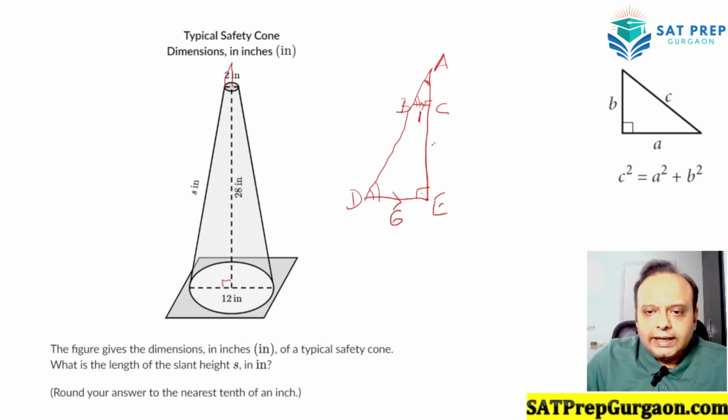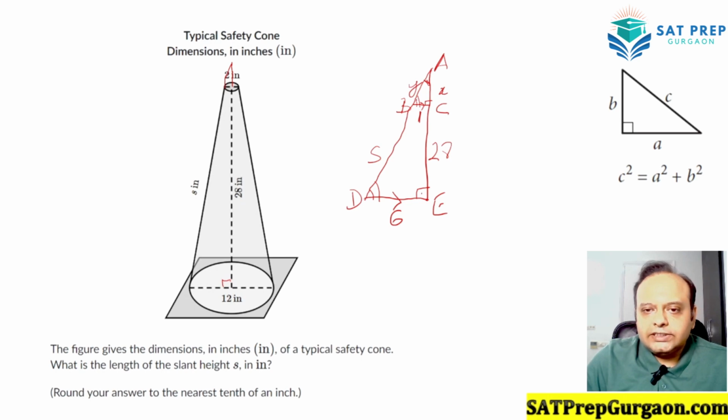This length is 28 inches. This is S. What we don't know are these two, but at some point we may need to calculate them. So let's name them X and Y. Okay. So we don't know X, we don't know Y, we don't know S, and S is what we need to find. So we will need a bunch of equations. Let's go back to that point.